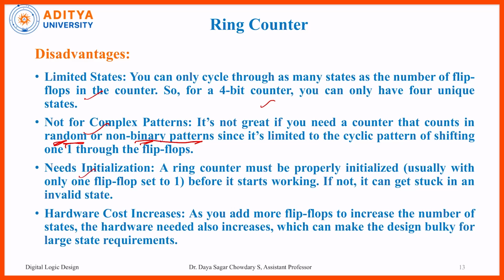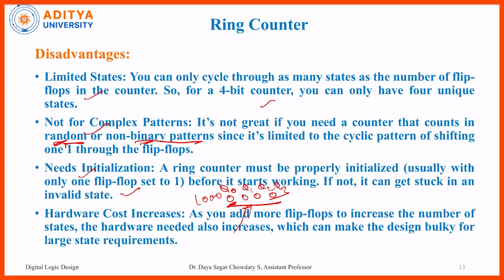It needs initialization. Needs initialization means initially all the outputs Q0, Q1, Q2, Q3 are at 0. If we don't give any one inside this, whatever the given data, it will rotate all zeros, but there is no data. We cannot predict the output. Definitely we have to initialize it, introducing a 1 in the first stage. That means 1000, then only it will shift to 1000.